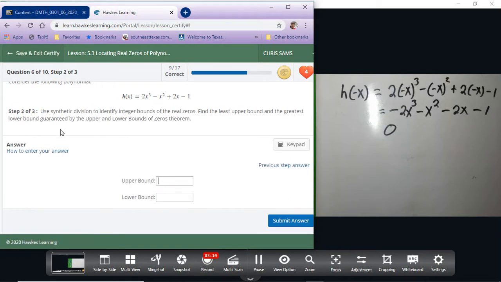Alright, now part 2. It says use synthetic division to identify integer bounds of real zeros. We're going to find the least upper bound and the greatest lower bound.